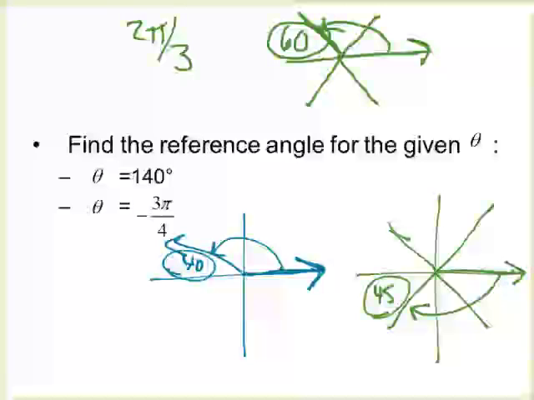Pi thirds, which turns into 60, pi fourths, which turns into 45, and pi sixths, which turns into 30. So 60, 45, and 30. Ring any bells? Why do you think those are going to be important to us? Triangle. Those are our special triangles.